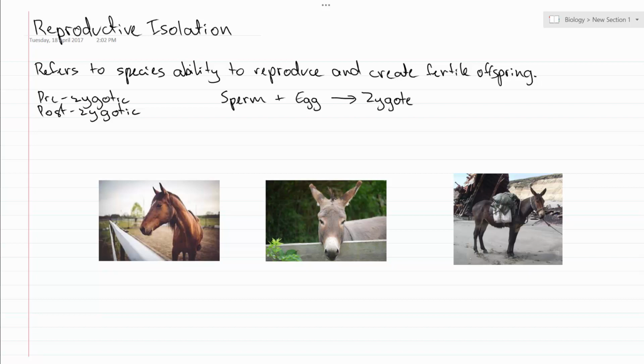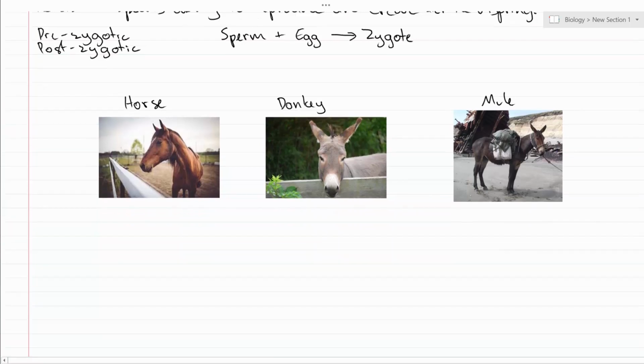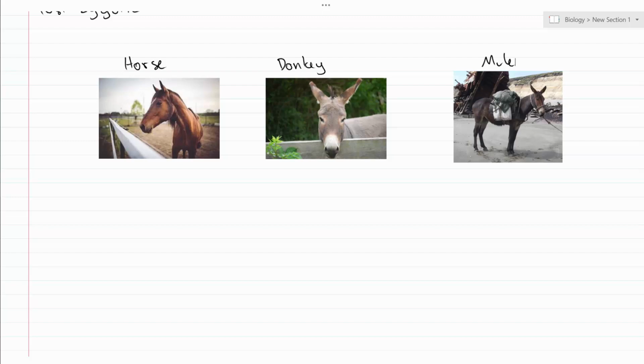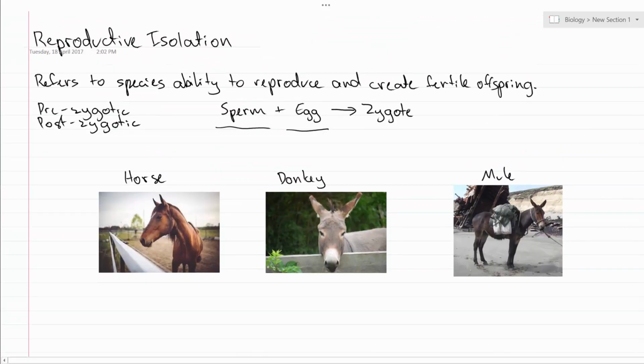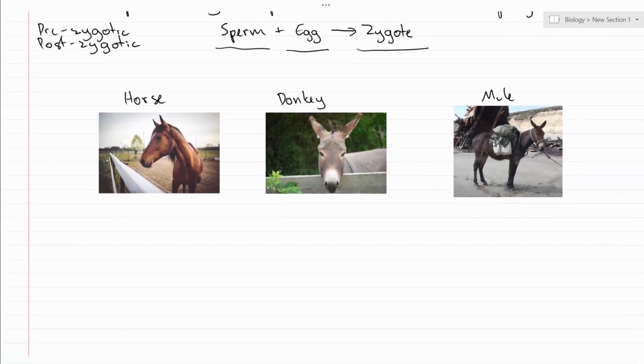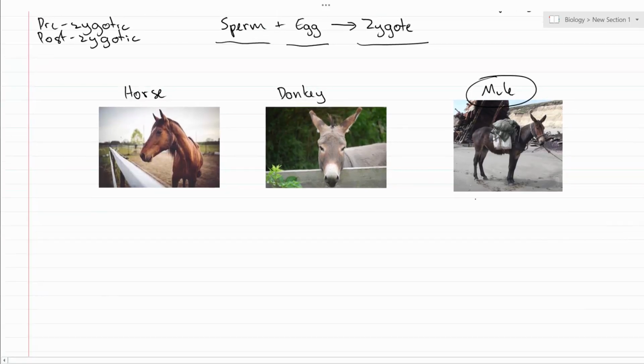An example of post-zygotic reproductive isolation: we've got here a horse and a donkey. This is an example of where we have two individuals that can actually successfully mate and have a child together, and we end up with a mule. If a horse and a donkey mate, we end up with a mule at the end. But the problem is, even though they are able to form a zygote, so a sperm and an egg cell are able to fuse, create a zygote, which eventually is able to grow into a fully grown mule, this mule is infertile. So we don't have mules being able to breed with other mules. We end up with a horse and a donkey creating a mule, but it's infertile.